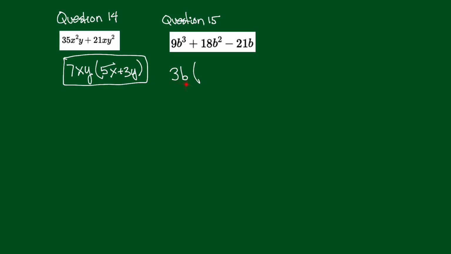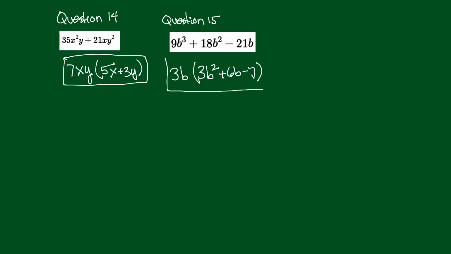So what have we got left here? 3 times what will give me 9? Do a division. 9 divided by 3 is 3. Now, there were 3 B's to begin with. We removed 1, so there's 2 left. Then, positive 18 divided by positive 3 is plus 6. B squared is BB, so there were 2 B's. We removed 1, so there's 1 left. And then, negative 21 divided by positive 3 is minus 7. There was a B, but we removed it, so that's it.